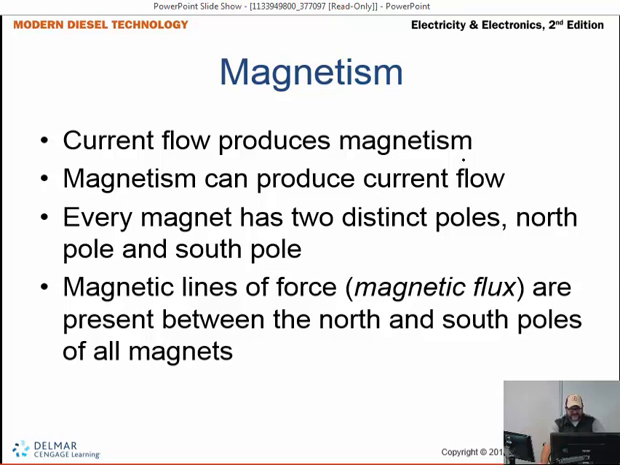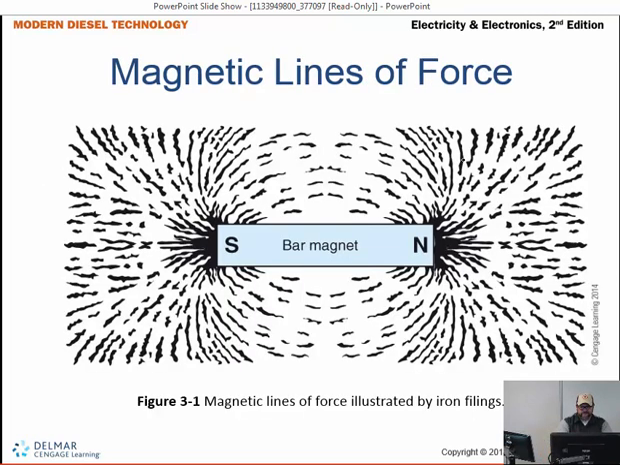All right, so every magnet has two distinct poles, north and south. I think most of us have probably played with magnets, and you know that if you bring them together, they repel each other, and if you flip it over, then they suck to each other. That's a pretty important distinction to make.